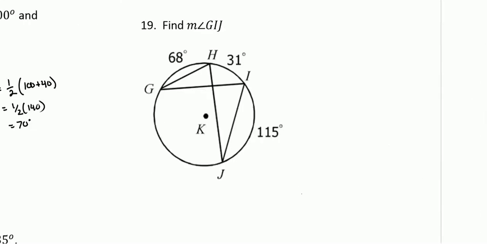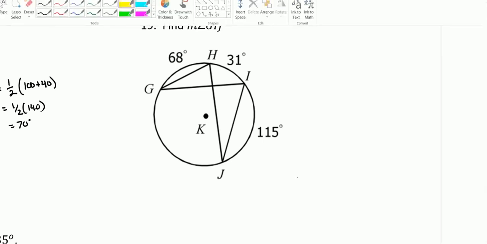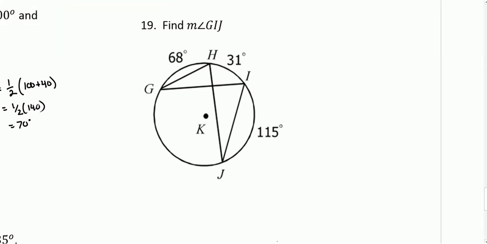Number 19, we're to find the measure of angle GIJ. So GIJ, that's this angle right in here. I'll call it angle X. So we are given some measures of arcs, and we know all 4 of them. We're missing one. I'll call this Y. So 68 plus 31 plus 115 plus Y makes the full circle, makes 360 degrees. So those are all degrees.